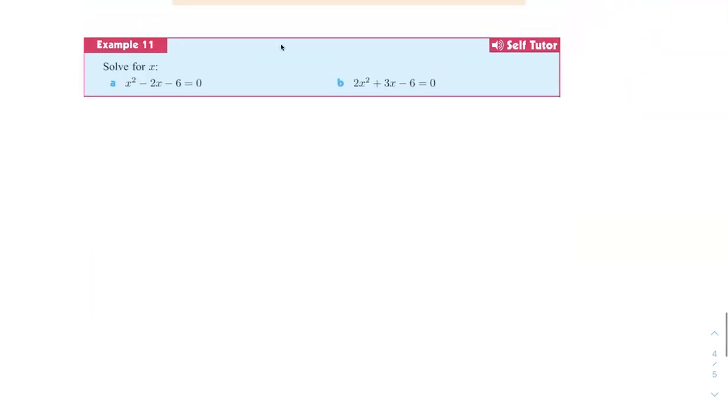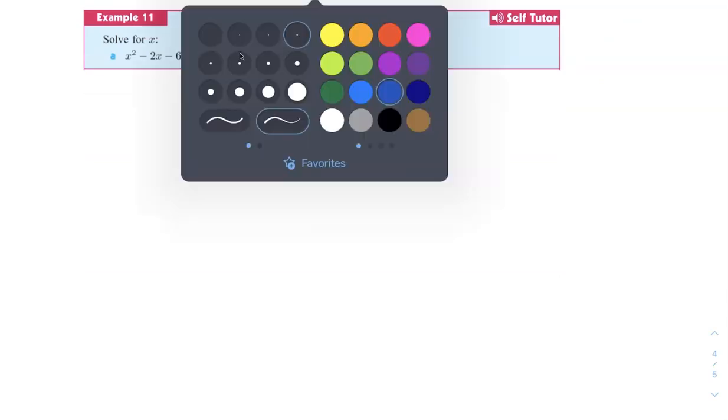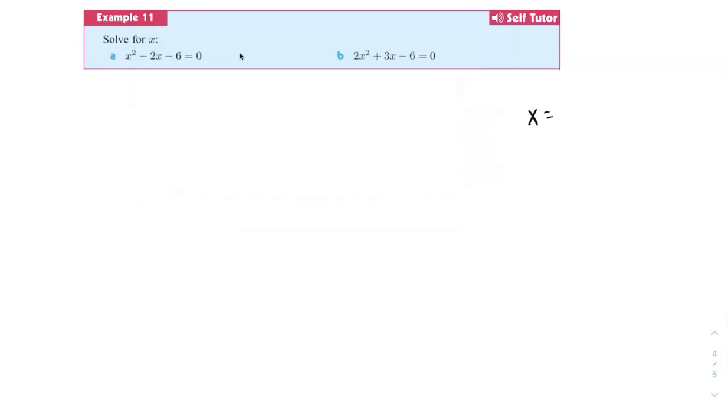Anyway, so we're going to solve these by quadratic formula. So let's do it real quick. Quadratic formula is on your formula sheet, so you don't have to memorize it, though we should all have it memorized by now. So negative b plus or minus square root of b squared minus 4ac all over 2a.